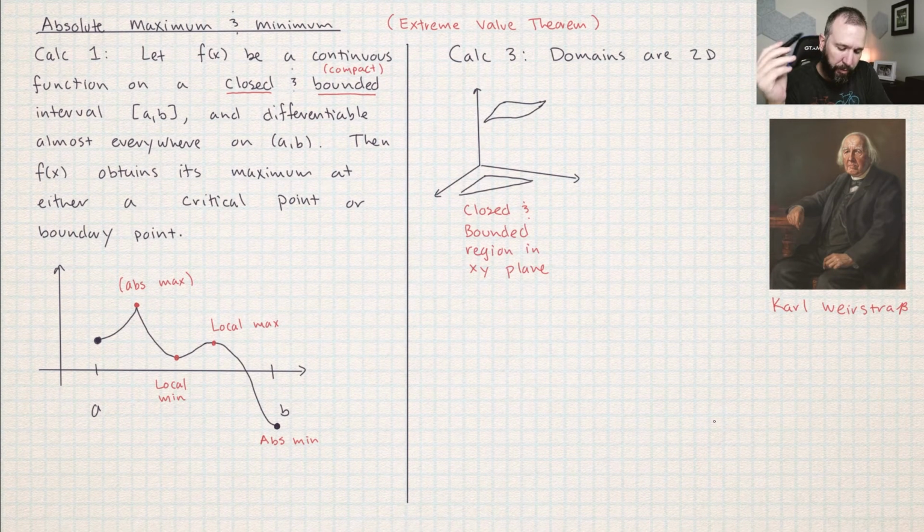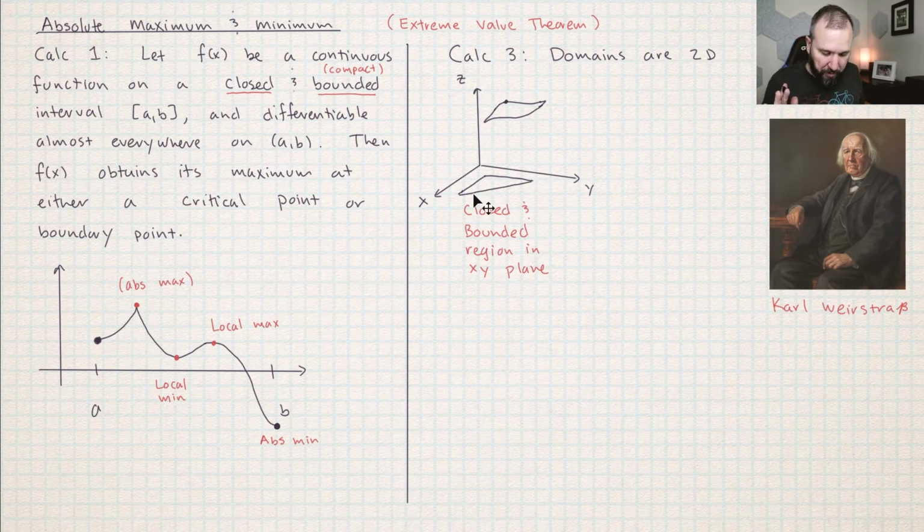Now that we're in Calc 3, when you bump the dimension of the domain up, it makes the process just a little bit more complicated. So here I've done my best to draw a part of a surface, and we're only considering this little triangle in the XY plane. Those are all the inputs that we care about for this problem. I've tried to draw it so that there's a little local maximum right there above the boundary, and then maybe this absolute maximum happens right over there, and then maybe the absolute minimum happens right there.